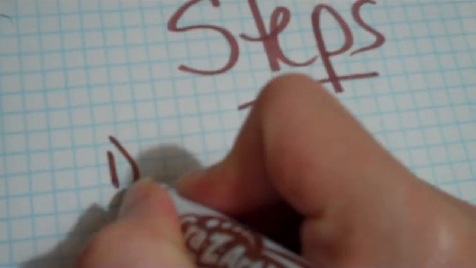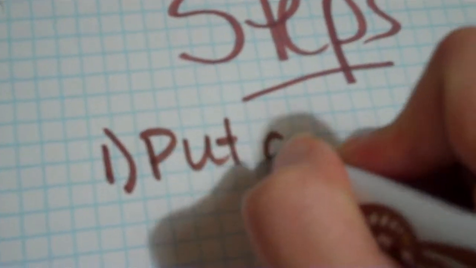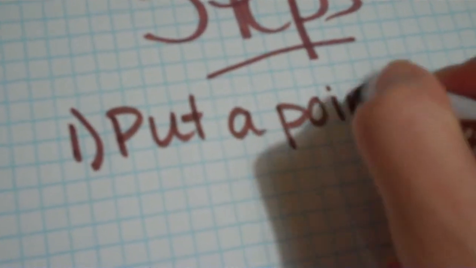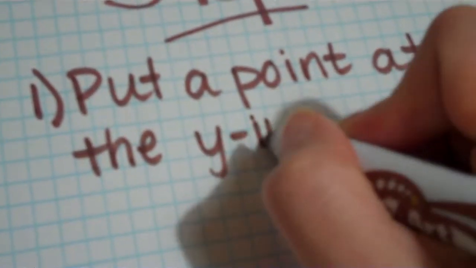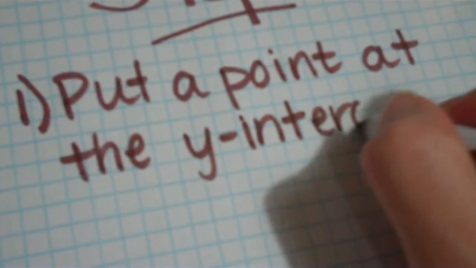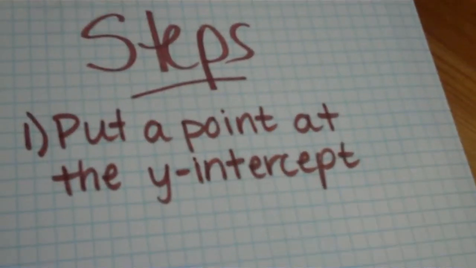So you do need to write this, and you're going to write it a lot smaller than me because I'm using a whole piece of paper, and you just have one piece of paper. So do write it small, but here are the steps. And there's only 2, and it is very simple. Very, very simple. The first thing you always do, always, always, always, is you put a point at the y-intercept. So you put a point at the y-intercept. First thing you always do.